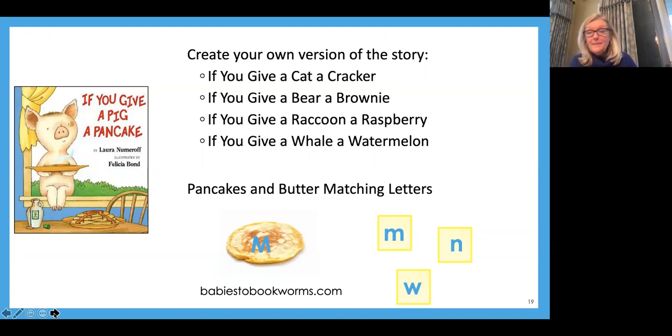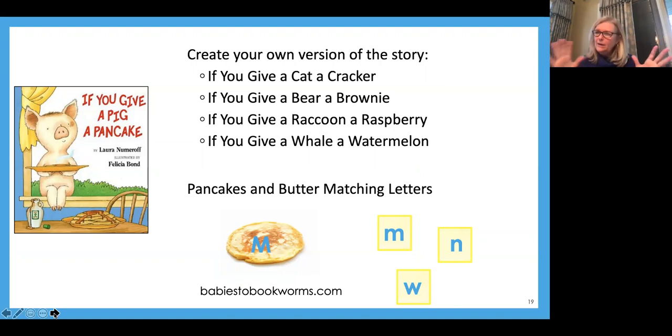Like if you give a bear a brownie, if you give a whale a watermelon, and they can create their own stories. That might be drawing pictures of the stories, and then you help them write them. But it's such a fun way to get them engaged in writing their own story around that.